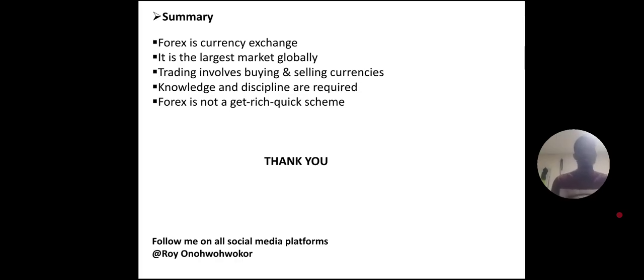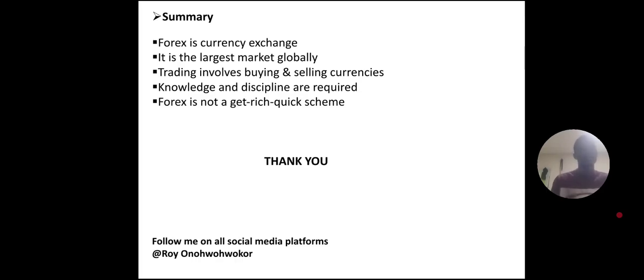Currency exchange, that's just a simple thing. It's just you exchanging naira to dollar, dollar to naira, but in the process you are making money. That's just forex trading. You are exchanging dollar to naira, but in the process of exchanging, you are making your own money. That's the business we are talking about. So you are exchanging naira to dollar and you made $10. You are changing naira to dollar, you made $20. That's the business we're talking about, and it's the largest market globally.